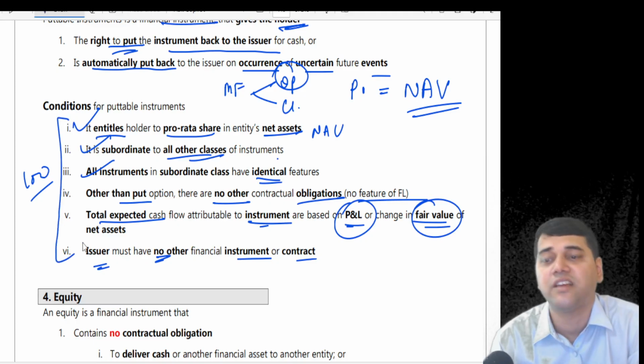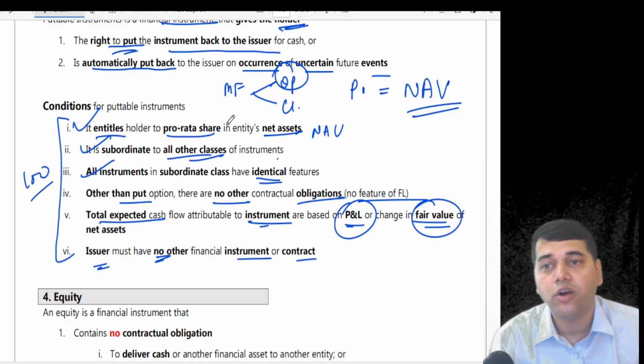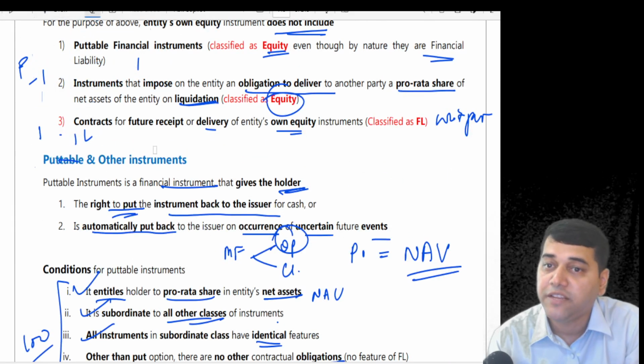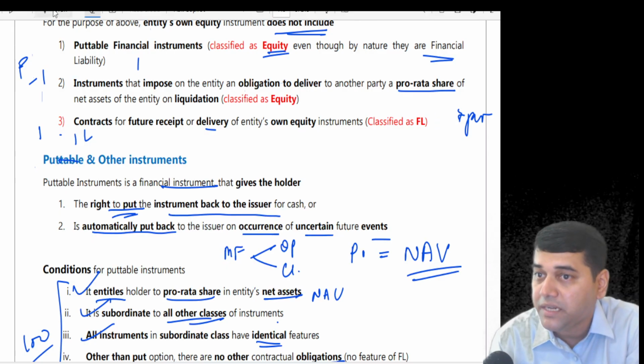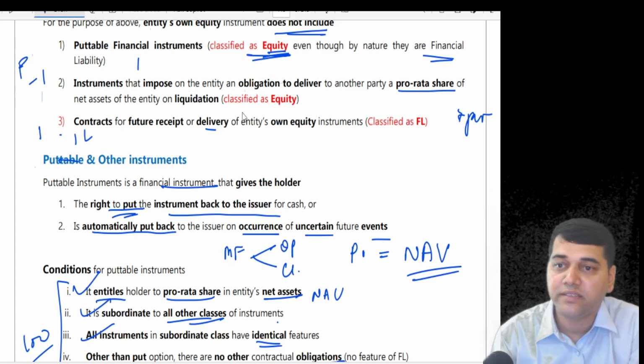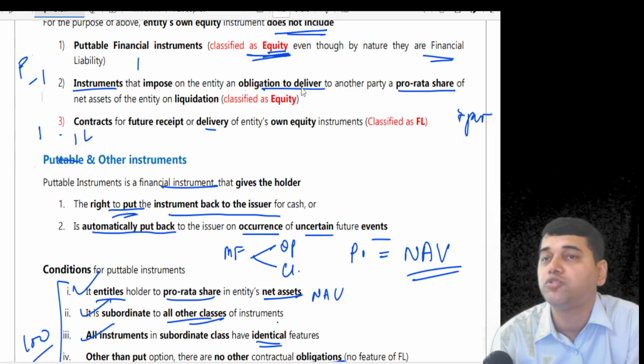If all these conditions are fulfilled, then you call it a puttable instrument, and the moment you call it a puttable instrument, even though by its very nature it is a financial liability, you will treat it as equity. I'll give you one more example. What does this instrument impose an obligation to deliver?